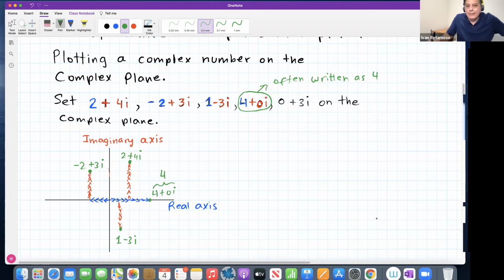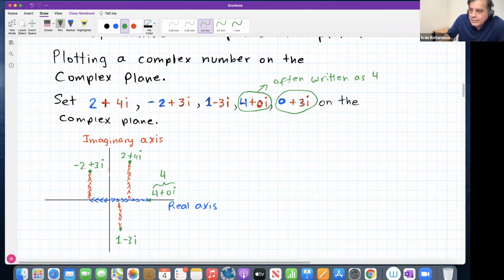All right. And similarly here, the complex number 0 plus 3i, 0 real part plus 3i imaginary part, is often written as this. I will show you now. Often written as this.